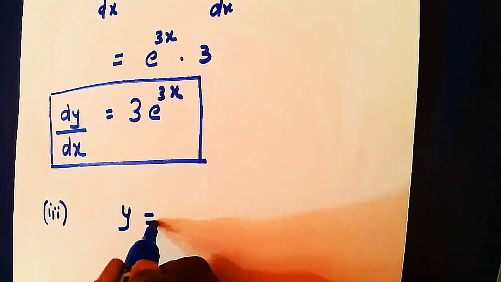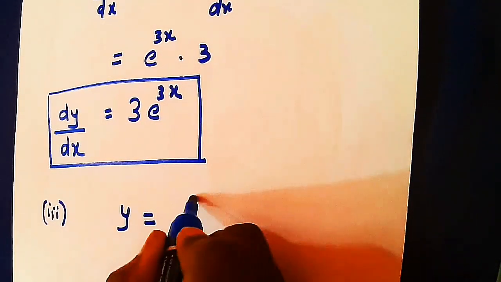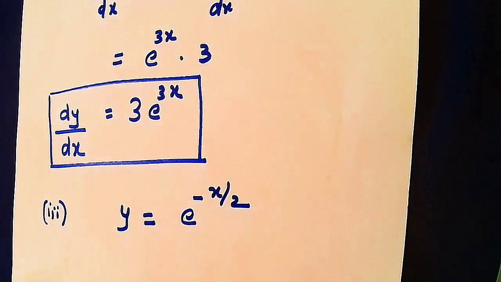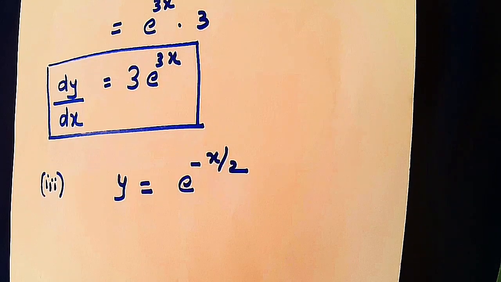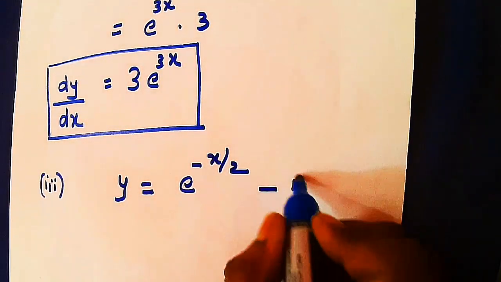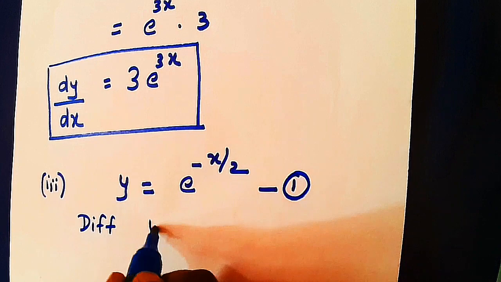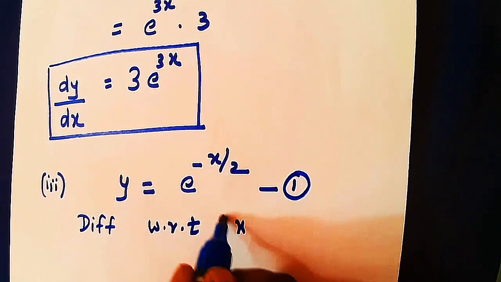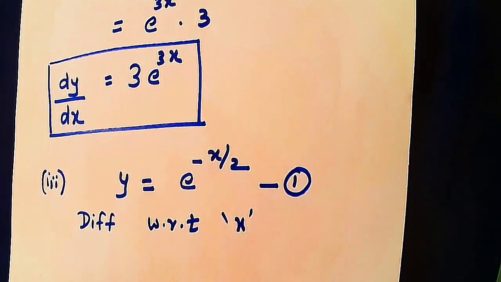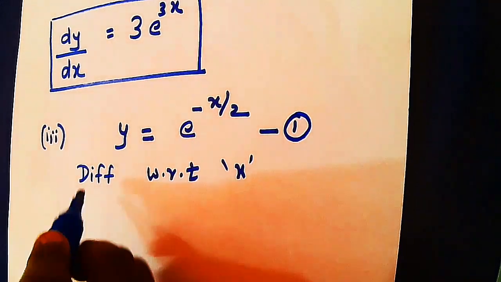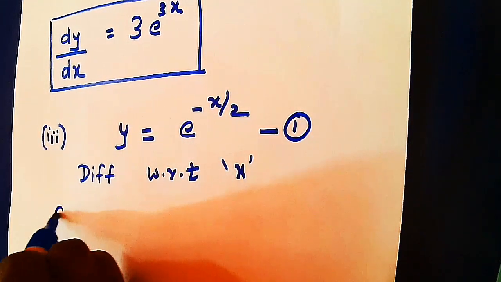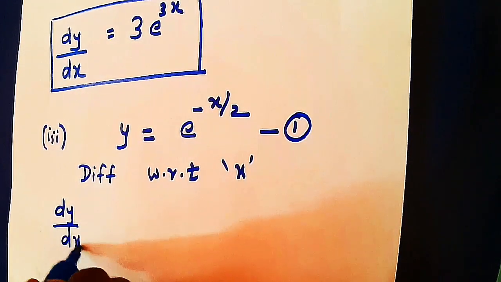I'm assigning y is equal to e to the power minus x by 2. Same method. It is of the form e to the power x. So I'll take this as equation 1 and differentiate with respect to x. Then differentiation of y with respect to x is dy by dx.